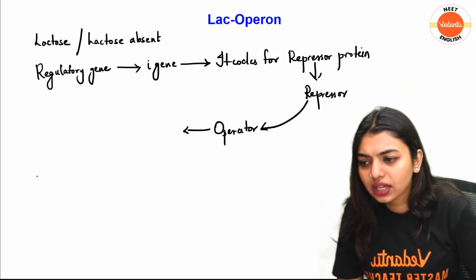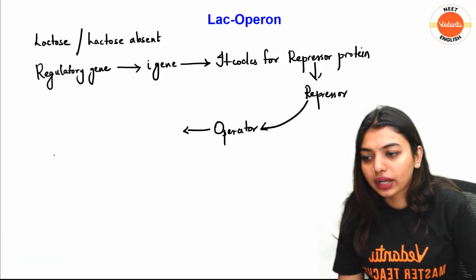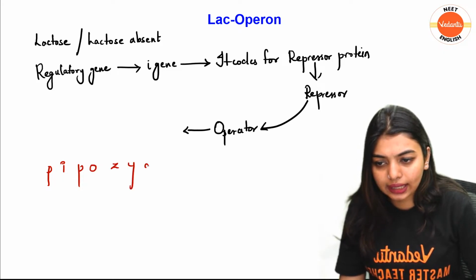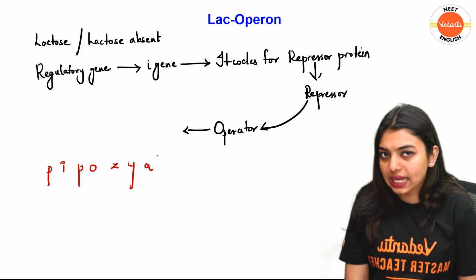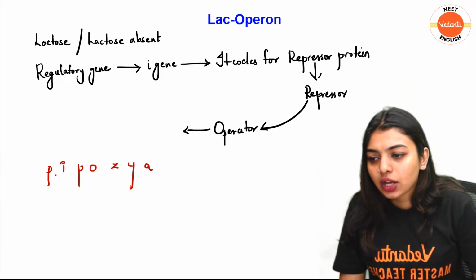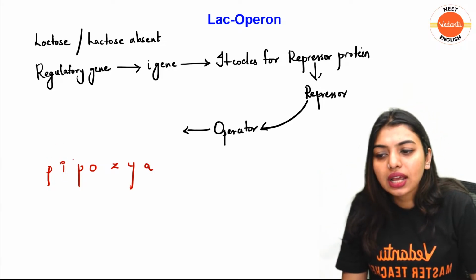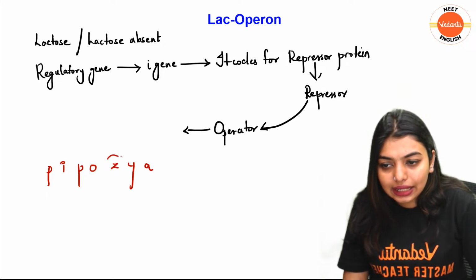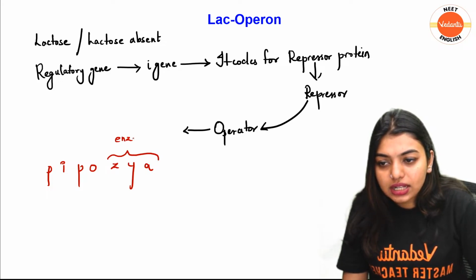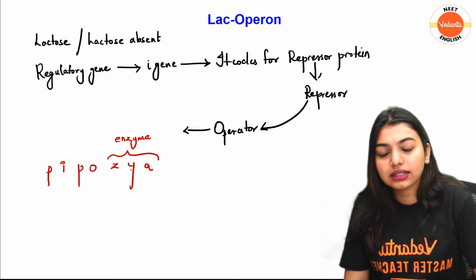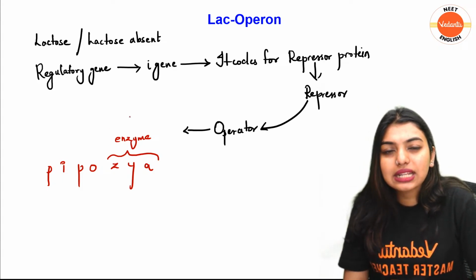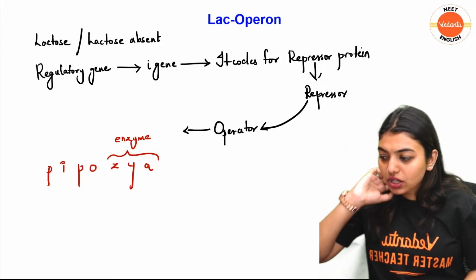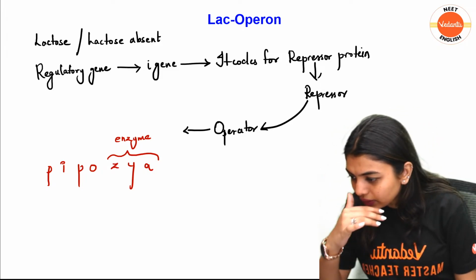Now, simple, do not worry. Do not think, ma'am, what if I do not know anything? Can you remember this? Pipo ZYA. This is the gene regulation. We have a promoter region, we have an I region, the inhibitor region, again we have a P region, the O region is the operator region, and the ZYA region. The ZYA region will release a set of enzymes: LAC-Z, LAC-Y and LAC-A. These will release enzymes which will help in the lac operon concept. Is this clear? Visible?